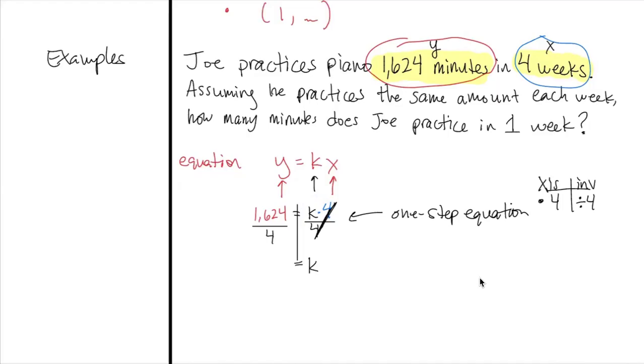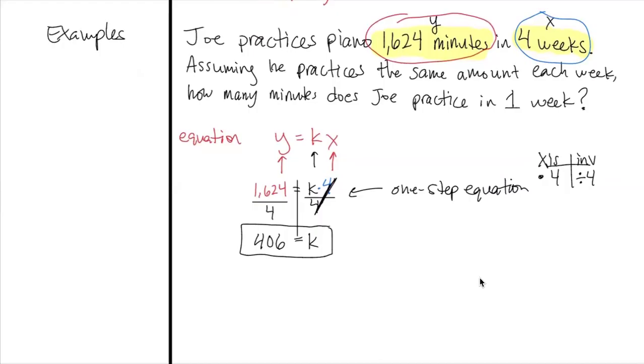K equals. Now, if you need to use a calculator on these parts, that's okay. You're going to do 1,624 divided by 4, and you're going to get 406. That's your constant of proportionality. That's how much it changes.